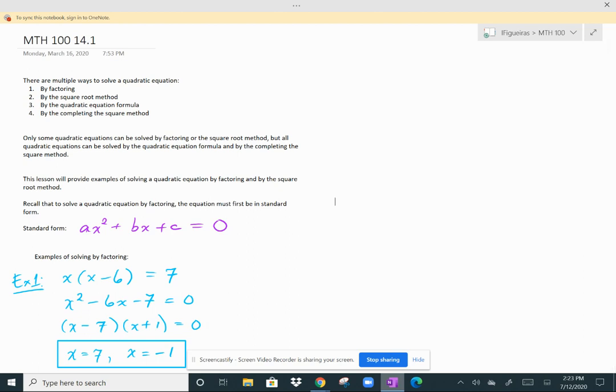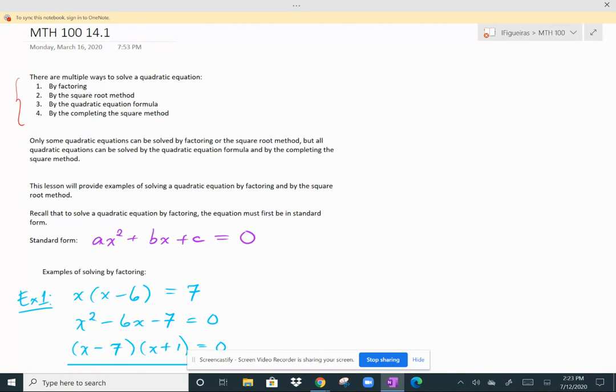Hi, this lesson is about solving quadratic equations. So there are four methods that we're going to focus on in this module. We're going to be solving by factoring, solving by the square root method. We'll use the quadratic equation formula and a method called completing the square. In this lesson, we're going to focus on the first two, solving by factoring and solving by the square root method. We'll learn the other two methods in another lesson.